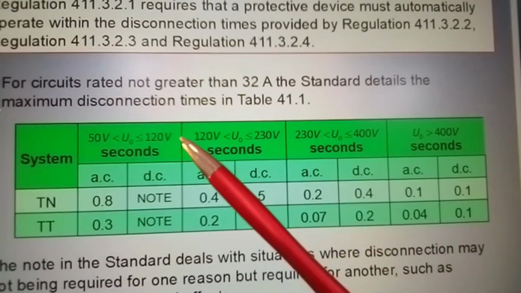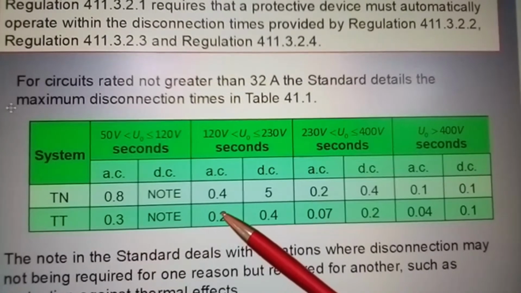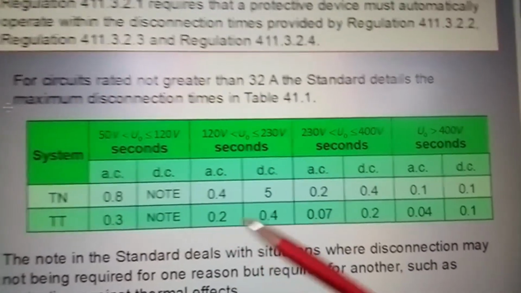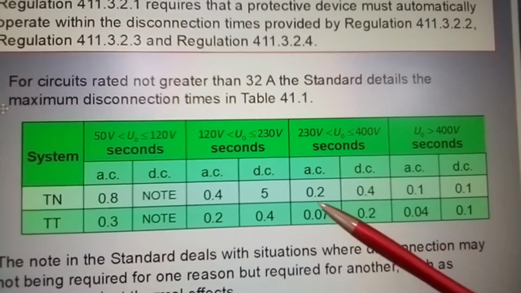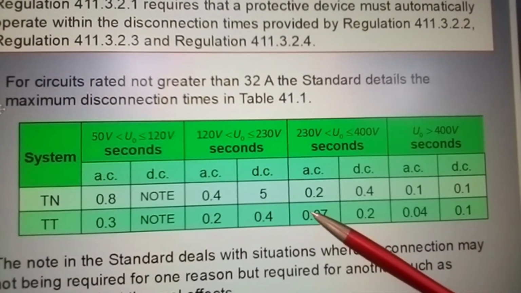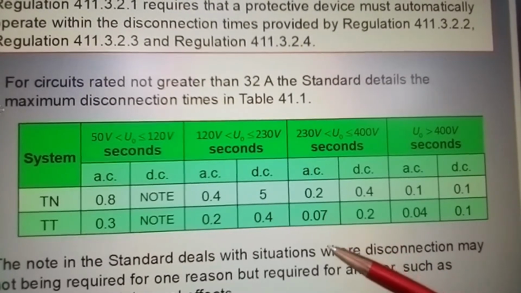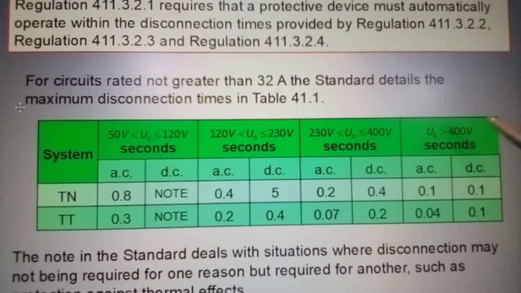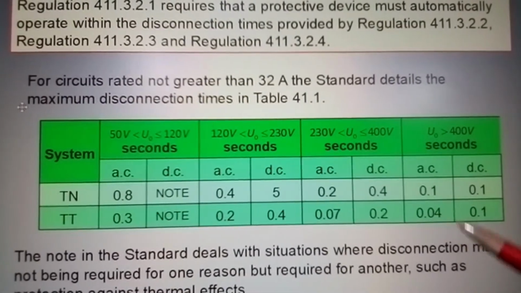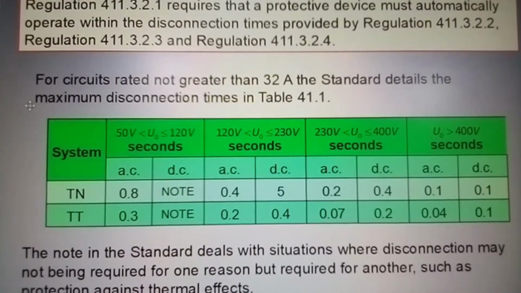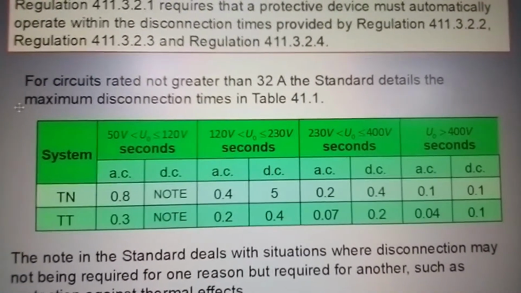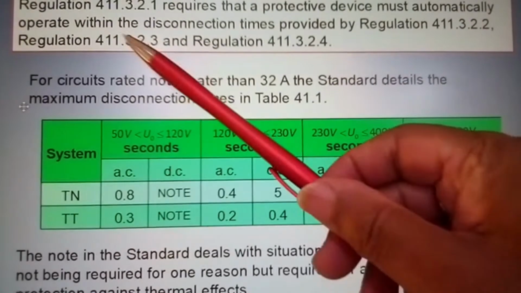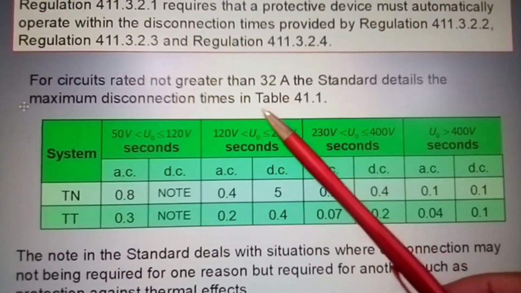As you can see here, as the voltage increases, the time of operation reduces. So your device at a higher voltage needs to operate faster. 230 volts to 400 volts, TN system 0.2 seconds, TT system 0.07 seconds. And again, above 400 volts, 0.04 seconds. Now again, read this for yourself, look at the tables and the references to the regulations given here. Get familiar with them, bearing in mind you're given tables, so look at those.